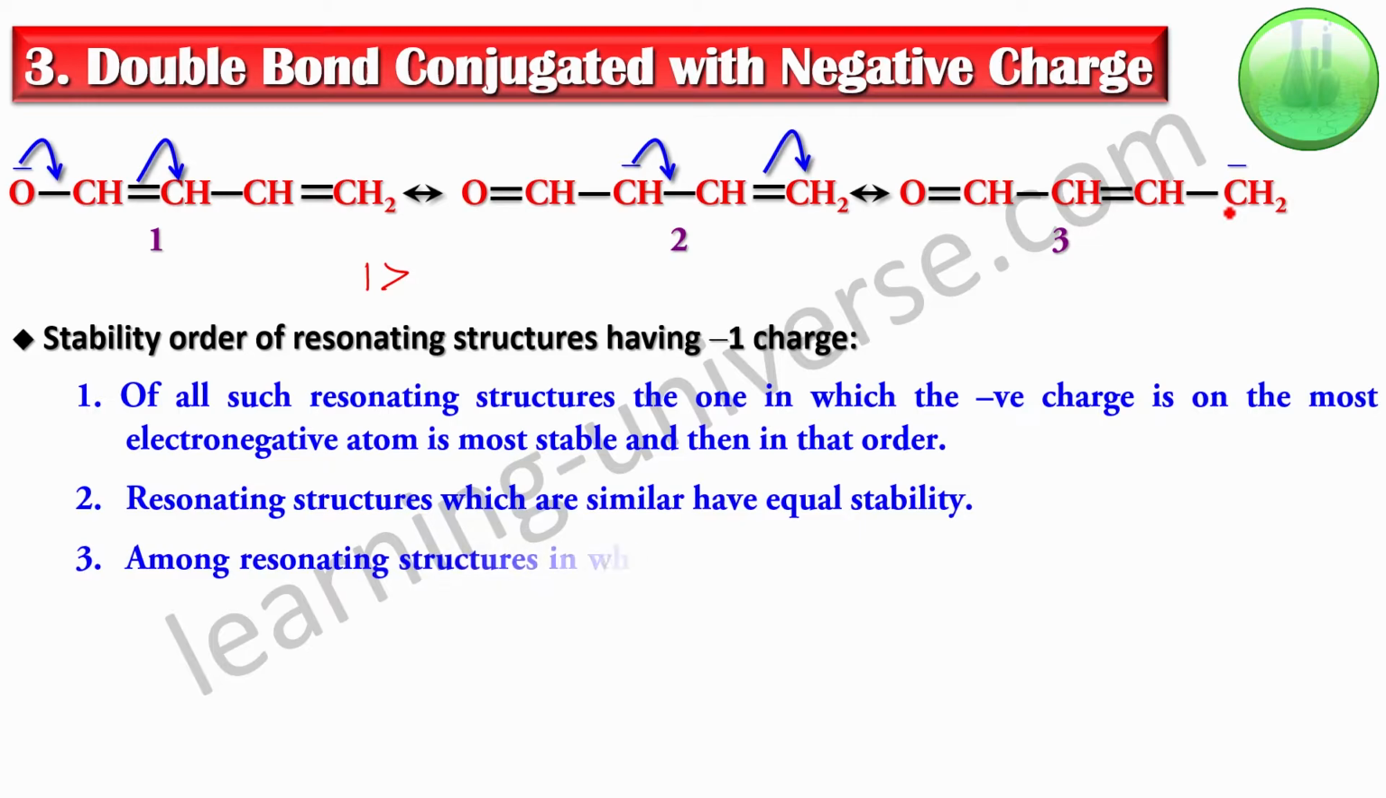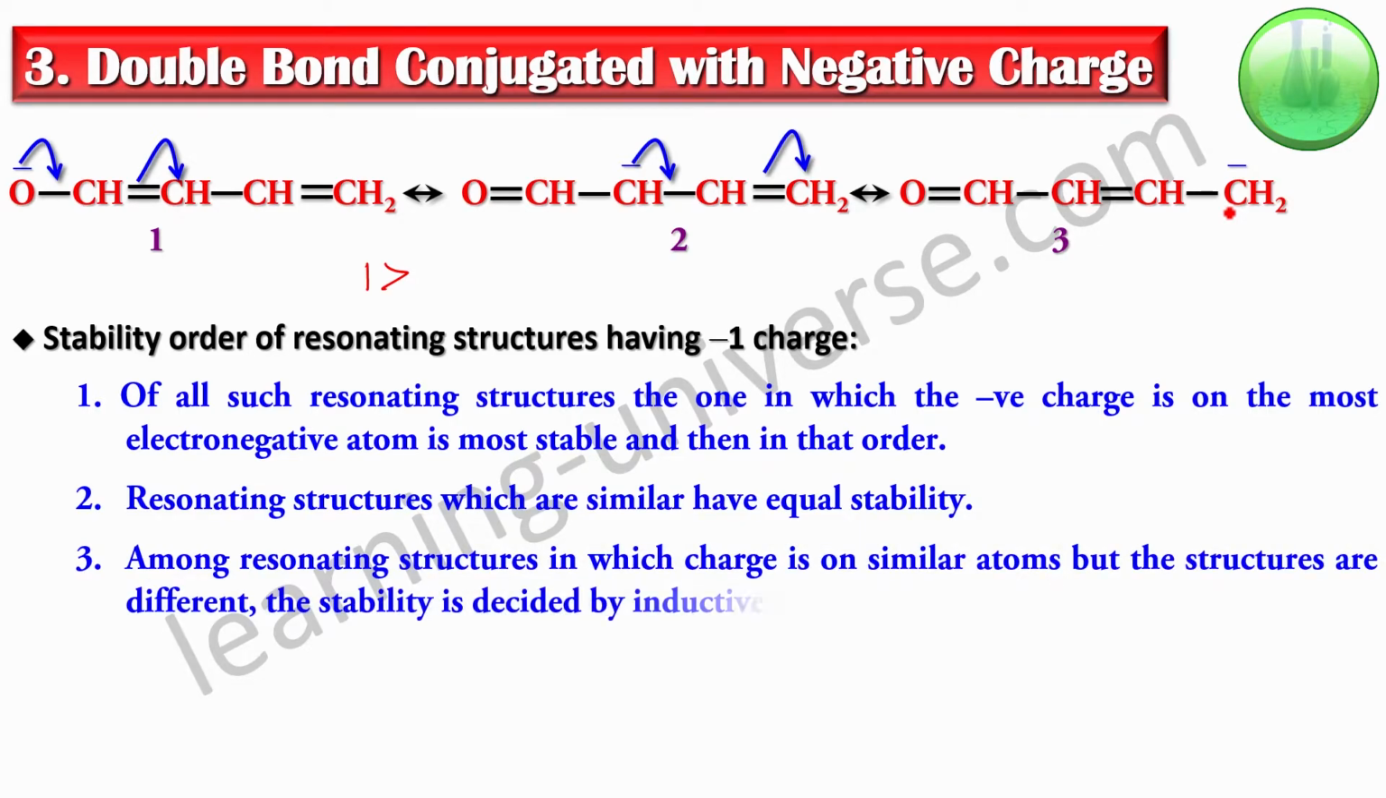Again, inductive effect. If the charge is on similar atoms but the structures are not similar, then use the inductive effect. So how would you use the inductive effect? Pause the video and look for the stability of 2 and 3 yourself. Now remember, here there is a negative charge. Alpha carbon, beta carbon, alpha carbon, beta oxygen. Now look at structure 3. Alpha carbon, beta carbon, gamma carbon, delta oxygen. And remember, they are all -I. They are all withdrawing electrons.